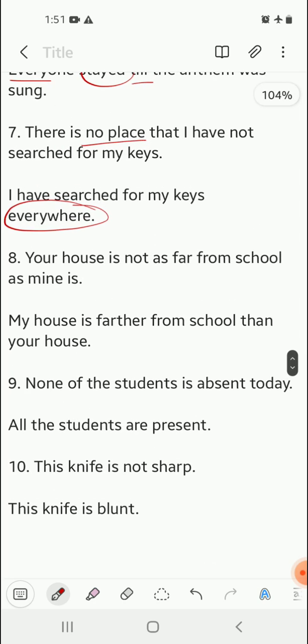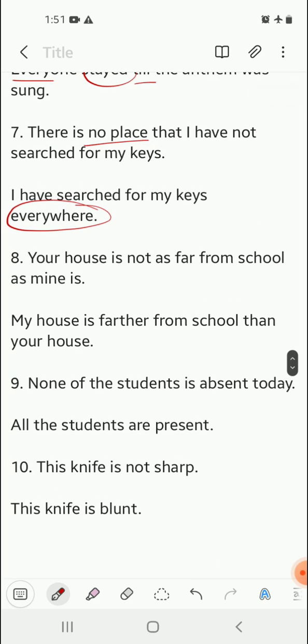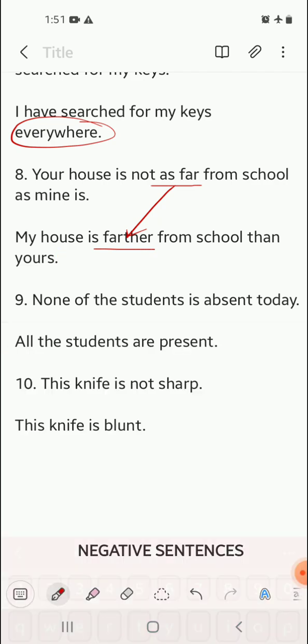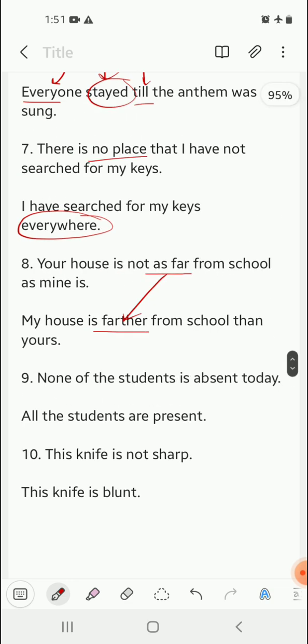Next, your house is not as far from school as mine. So again, "as far", which means again positive degree is used. And there is a comparison between your house and mine. So that is why we are going to write your house is farther. We are going to use a comparative degree of adjective, farther from school than yours. So we're going to write my house is farther from school than yours, and your house is not as far from school as mine is.